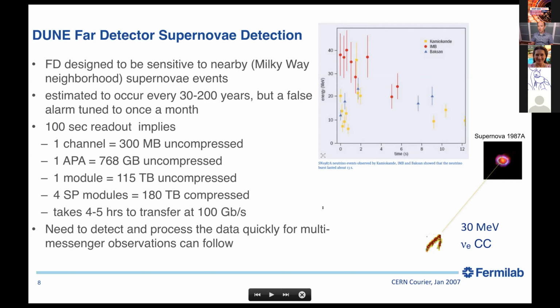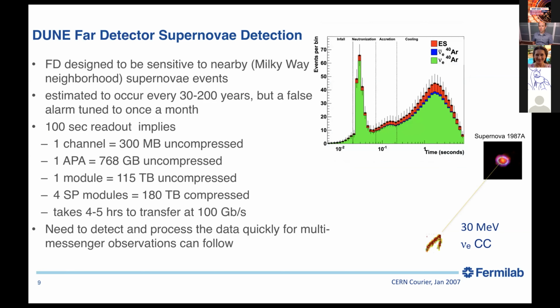One of the questions is how long do we read out our FAR detector and take it out of the continuous readout stream? Right here on the top right, I have a plot from the CERN Courier in January 2007 that shows the neutrino event distribution for supernova 1987A. As you can see, the time of the neutrino events goes all the way out to 12 seconds. As well, the energy is between 10 and 40 MeV. So what we are looking at is a distribution of neutrino events across at least 10 seconds, but we're going to want to go farther than that.